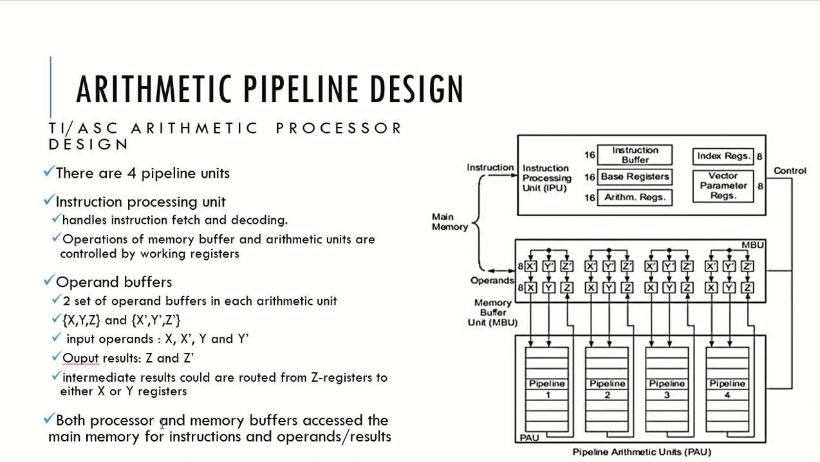Moving further, both the processor and memory buffers are accessed by the main memory. This is the pipeline arithmetic unit, which is the third phase of the pipeline. As you can see, there are 4 pipeline units: pipeline 1, pipeline 2, pipeline 3 and pipeline 4. All of them are accepting inputs from the operands and also the instructions from the instruction processing unit. So this pipeline is fetching the instructions from the instruction processing unit and also the operands from the operand fetch unit. Both the processor and memory buffers access the main memory for instructions and also for operands or results, making the main memory very much involved in the case of an arithmetic pipeline.